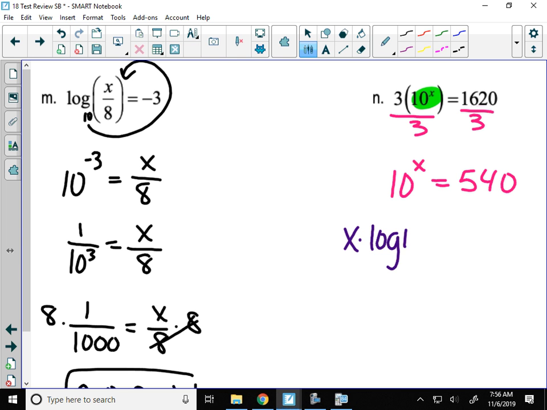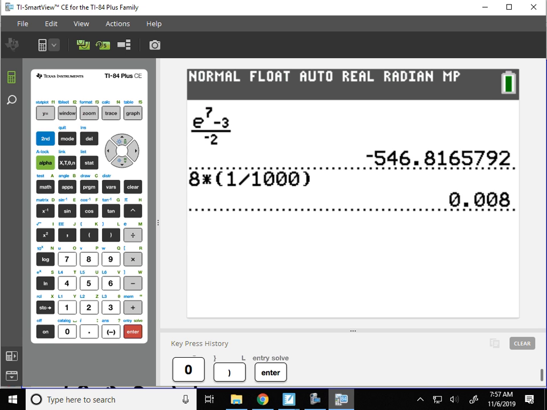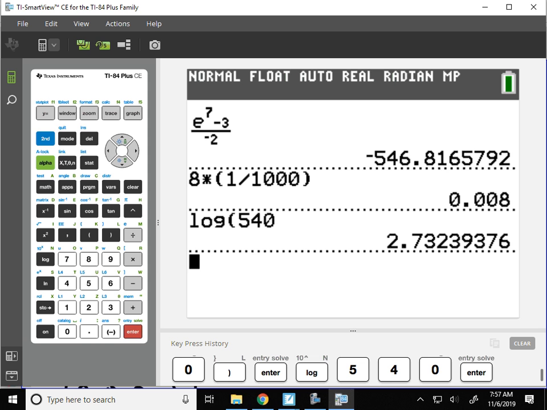And the common log of 10 will really help us out here to make this a faster problem. Just like we know that the natural log of e is 1, we should also know that the common log of 10 is 1. So I can cross that guy off, just like we did with the natural log of e, because that equals 1. So all I have is x equals log of 540, and if I type log of 540 into my calculator, that would be my answer, 2.732.